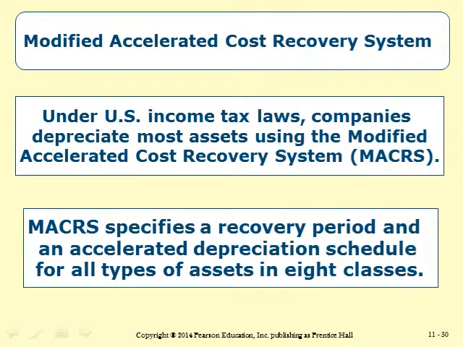So governments frequently allow accelerated depreciation to encourage investments in long-lived assets. Under the U.S. income tax laws, companies depreciate most assets using the Modified Accelerated Cost Recovery System, or MACRS, and we talked about that briefly a few minutes ago. This system specifies a recovery period and an accelerated depreciation schedule for all types of assets. The MACRS system places each asset in one of 8 classes.